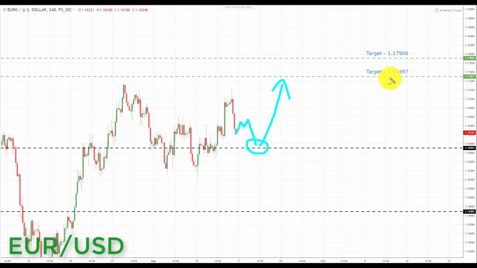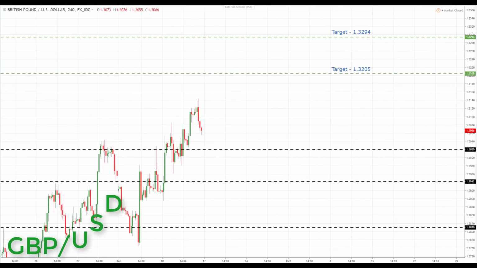resistance to the upside in the target set, the 1.17497. And if we can get a breakthrough here, although these are actually quite close together, we're going to be looking up towards the next key area of resistance to the upside in target 2 at the 1.17906. So next pair we have is pound dollar.